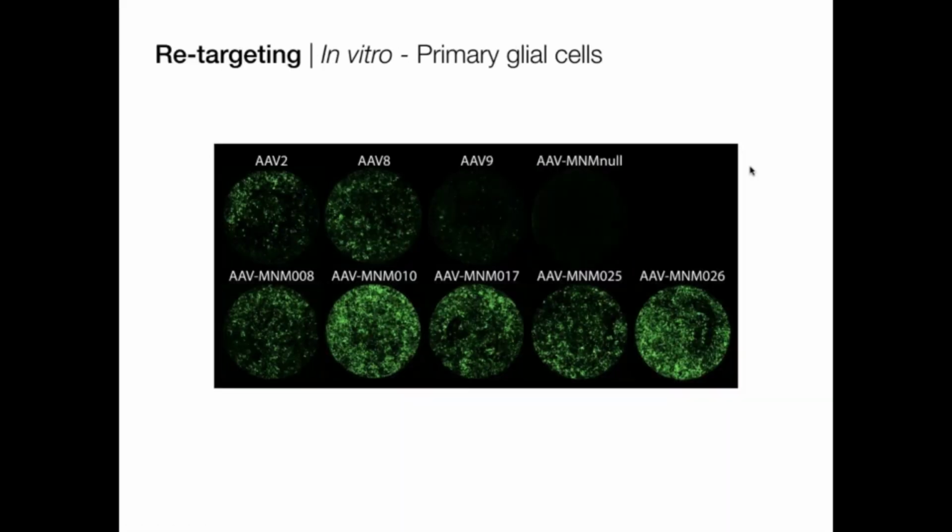We also looked at primary cells from rat, primary glial cells, and we have AAV2, 8, and 9 on the top row, plus the empty one. None of them are very efficient, but in the bottom row you can see that M010 and 26 are very efficient when it comes to transducing glial cells.